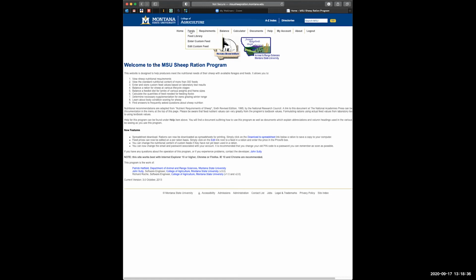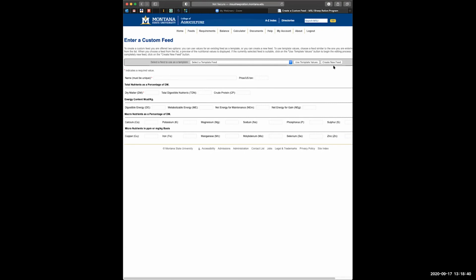So you go up here to feeds. You can enter a custom feed. This is where you get your feed analysis back from Ward Laboratories or wherever you send it, and you can enter it straight into this program. So for this example, I'm going to put in the alfalfa that she talked about.